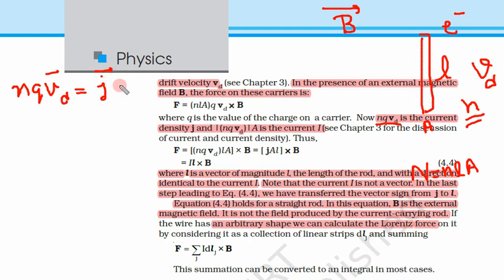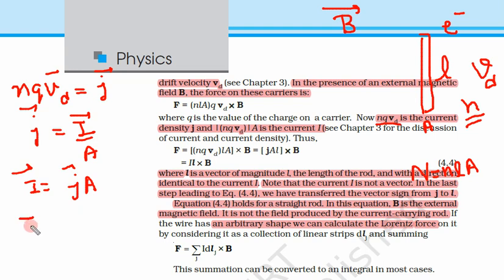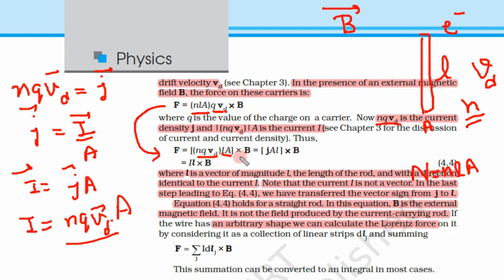This we have learned in the last chapter, and J is equal to I by A. If we put it here, I is equal to J into A. So I is equal to n Q Vd into A. So this is I, and let us put it here. So F is equal to n Q Vd, with L and A outside, cross B.